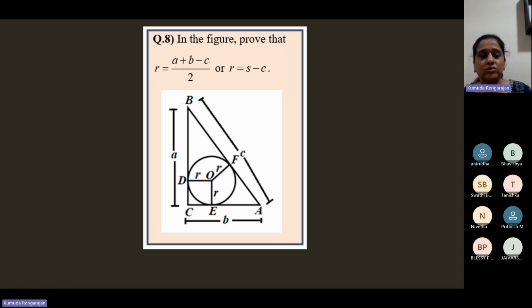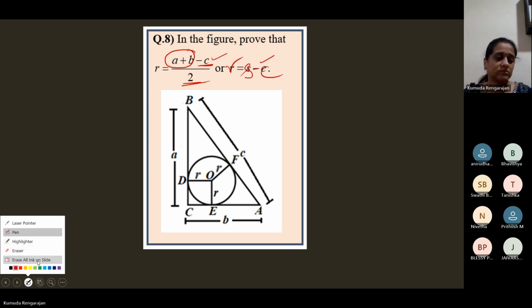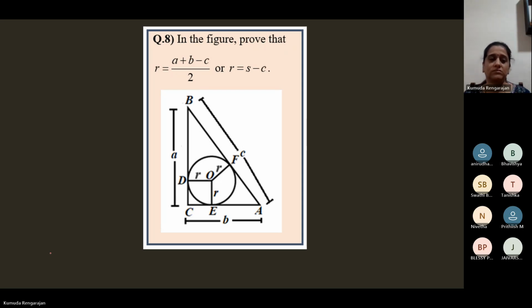Whatever you think is easy for you, if you want to remember like this, fine. Otherwise, in words, inradius is equal to semi-perimeter minus hypotenuse, or inradius is equal to the sum of the legs minus hypotenuse divided by 2. In a right triangle. See, when we use the words legs and hypotenuse, it's a right triangle.